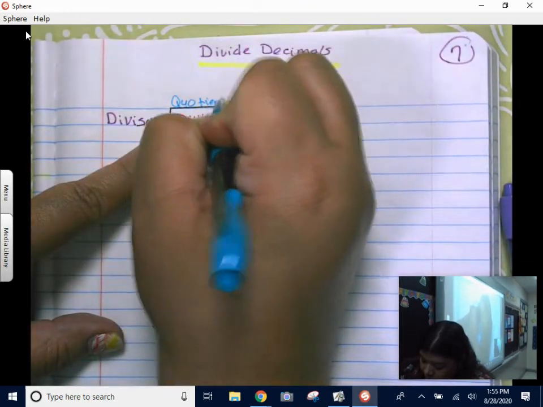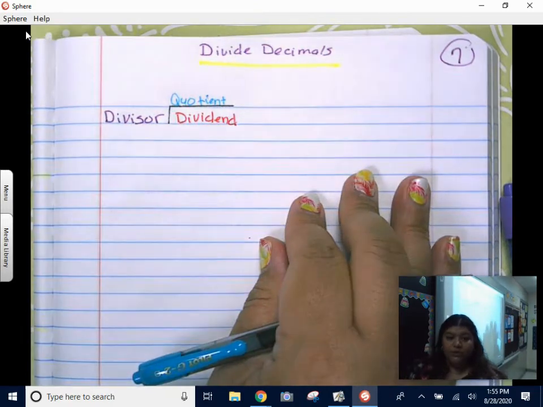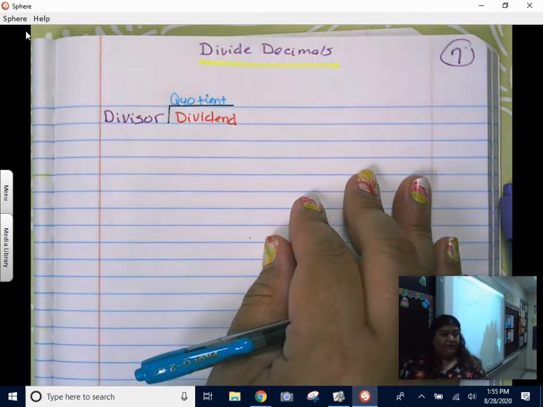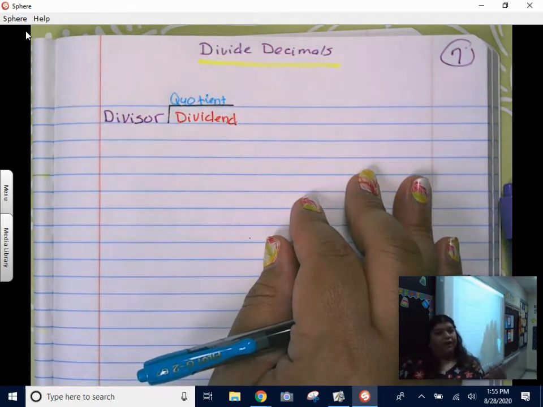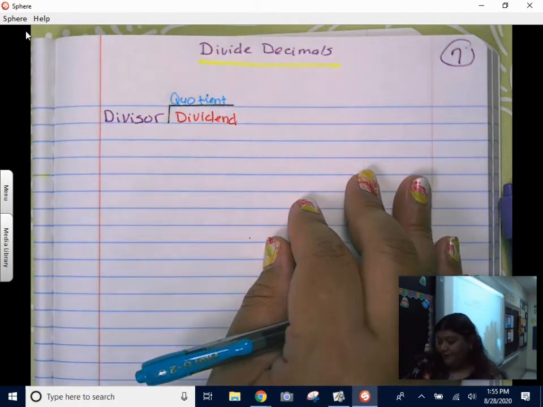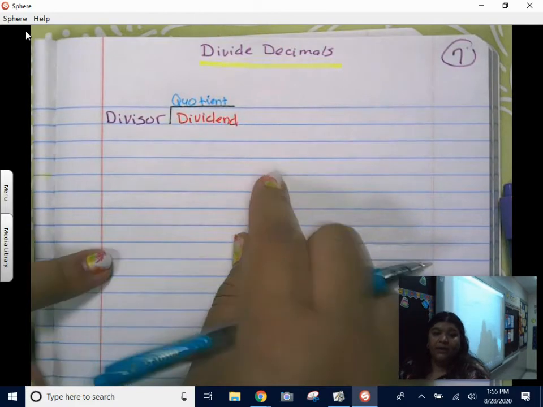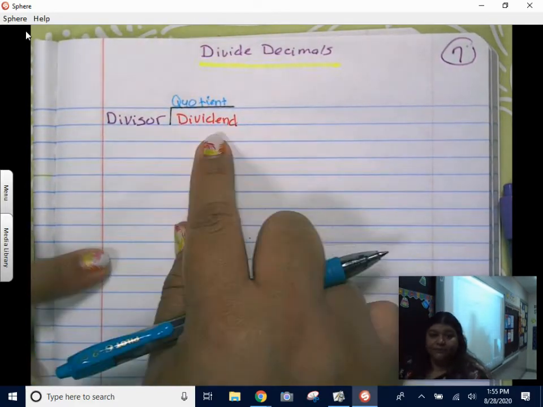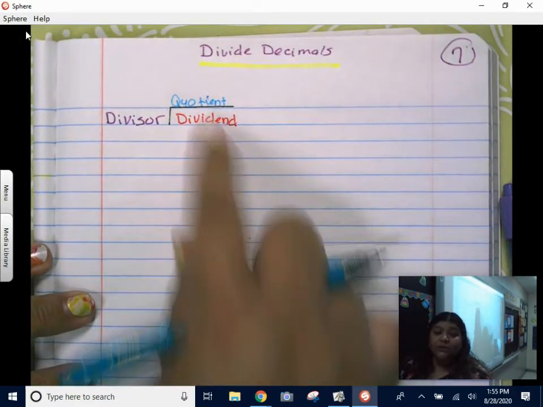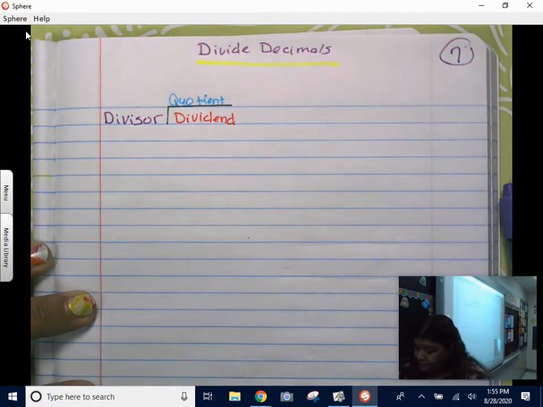Quotient. So when I ask you, what is the quotient between 5 and 2, that means you're going to divide 5 divided by 2. It gives you the order, okay? So that is one way that you can see a division problem. Divisor's on the outside, dividend is on the inside, and the quotient is the actual answer.